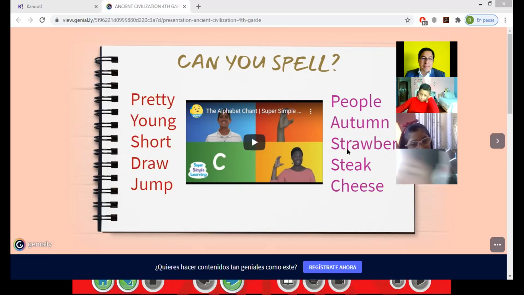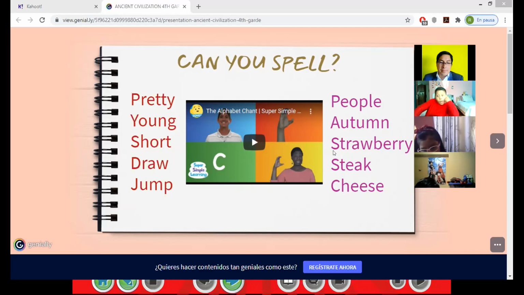Strawberry. Yes, teacher. S-T-R-A-W-B-E-R-R-Y. Strawberry. Good. Profesor, la alumna Romina está teniendo problemas con el audio. Okay, miss. Thank you, miss. Julian, be careful with this. This is R, R, R. Okay, Julian.